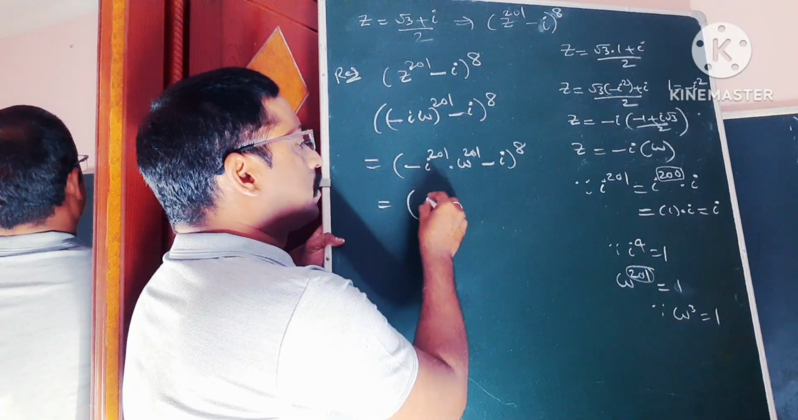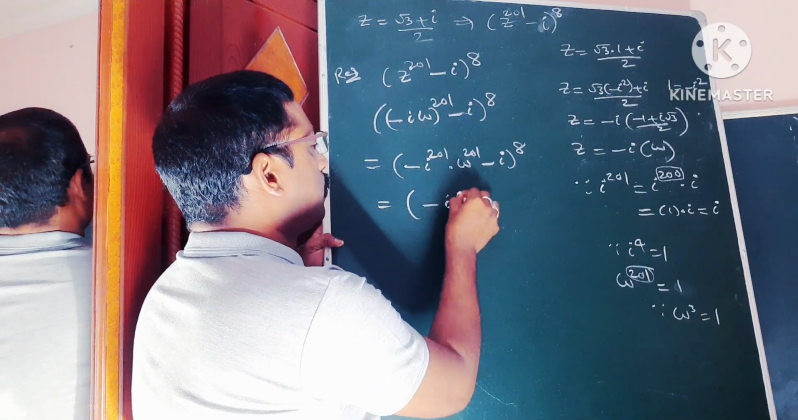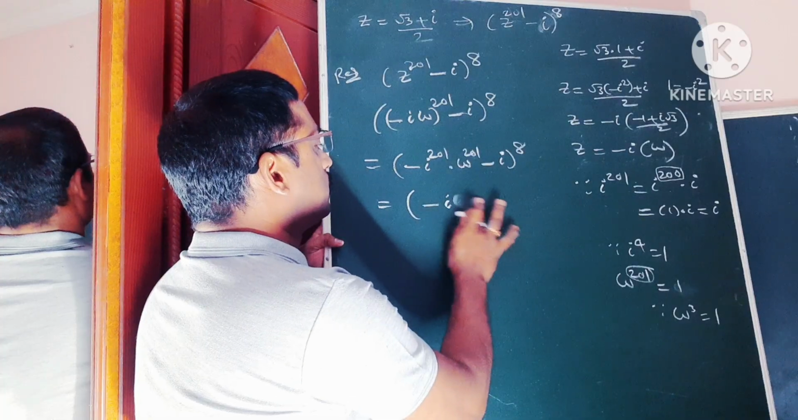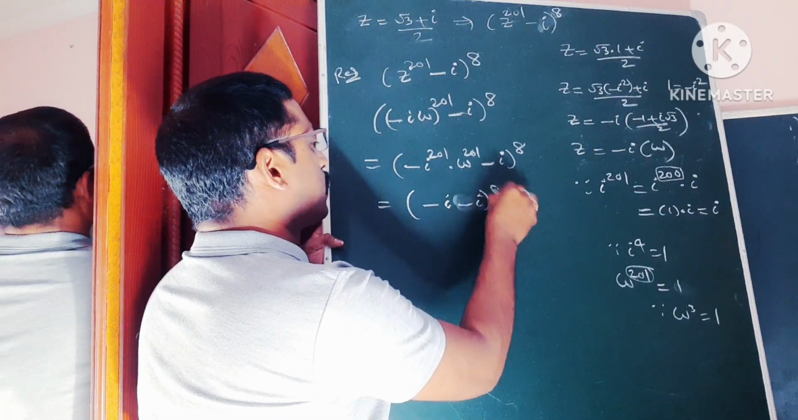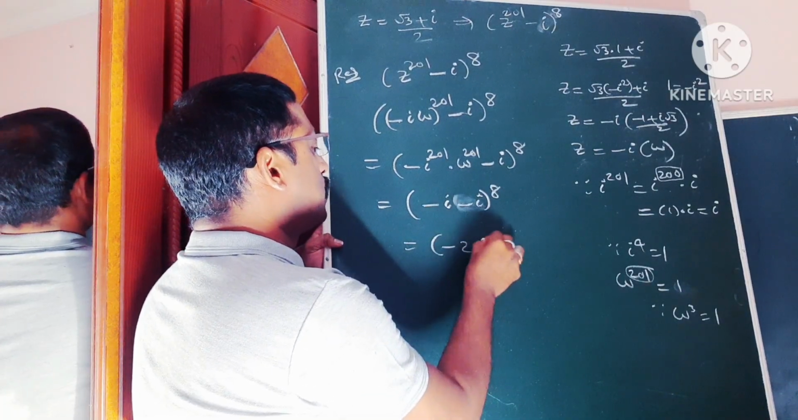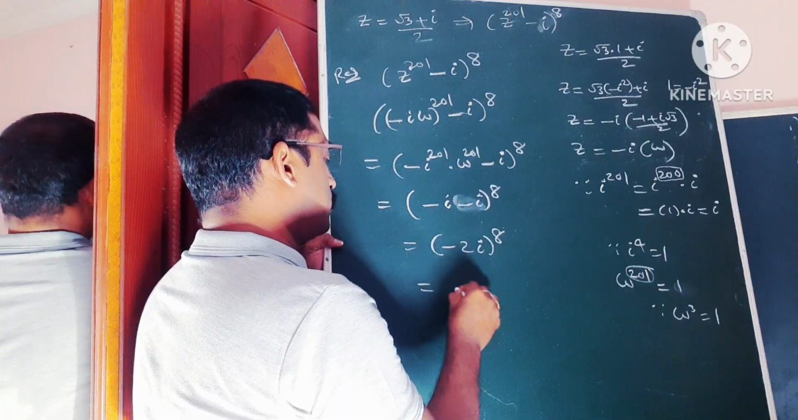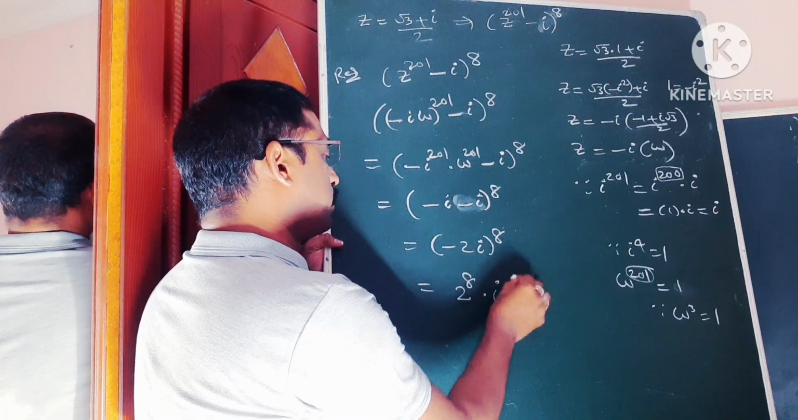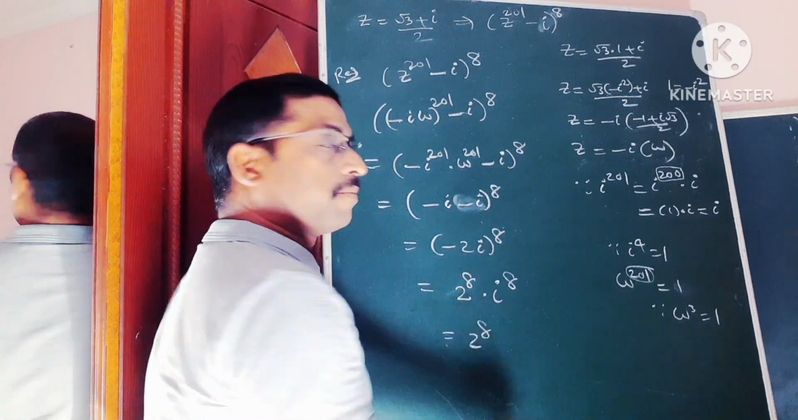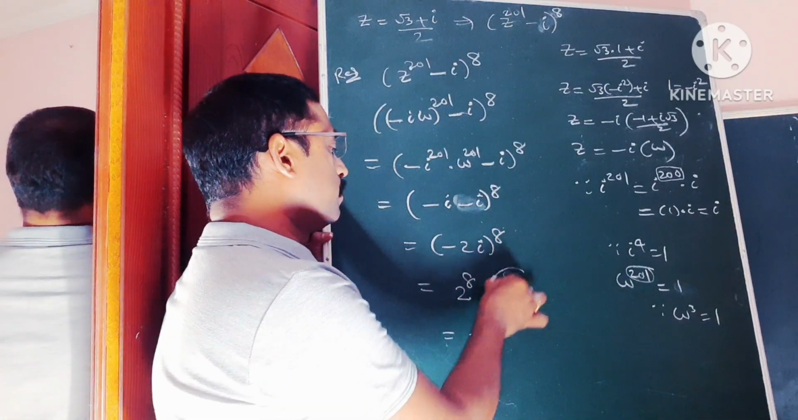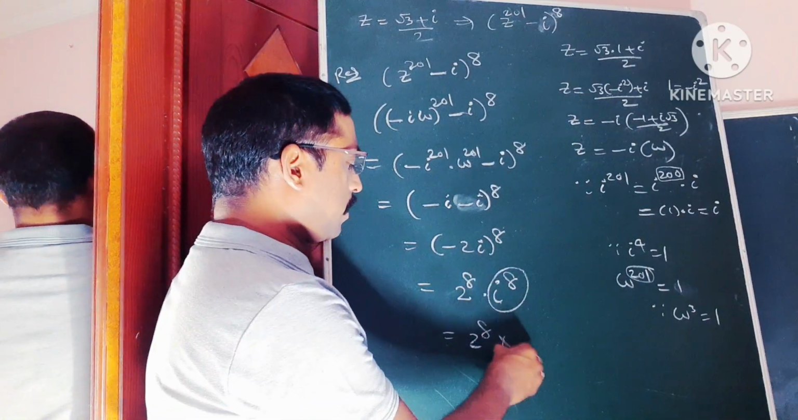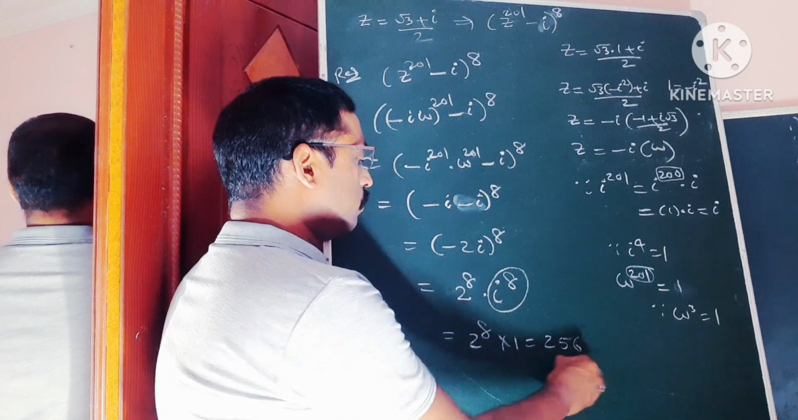This value, how much did we get here? Minus i omega power 201 is 1, minus i, whole to the power 8. This is nothing but (minus 2i) whole to the power 8. This is nothing but 2 power 8 into i to the power 8. i to the power 8, 8 is a multiple of 4, so this value is 1. 2 power 8 into 1 is equal to the answer 256.